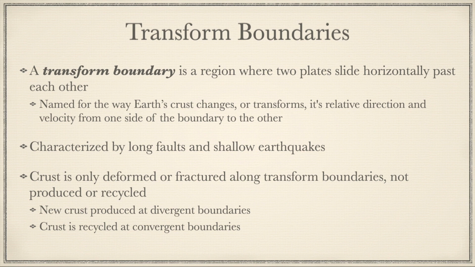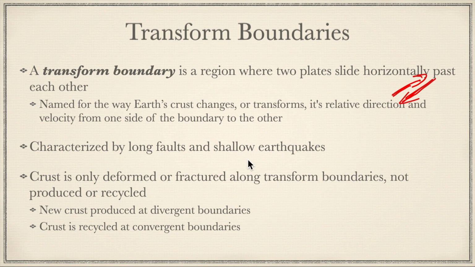Then we have transform boundaries, and a transform boundary is a region where two plates simply slide past each other. So you may have one plate going this way, and the other plate going this way. These are named for the way Earth's crust changes or transforms its relative direction and velocity from one side of the boundary to the other. So again, this is transformed here because you have this going this way, and this going this way. So the Earth's crust is changing directions here.